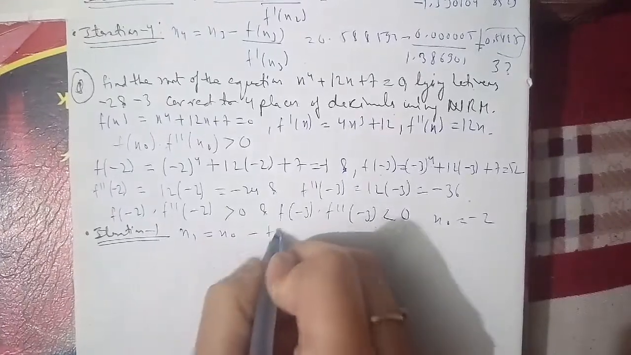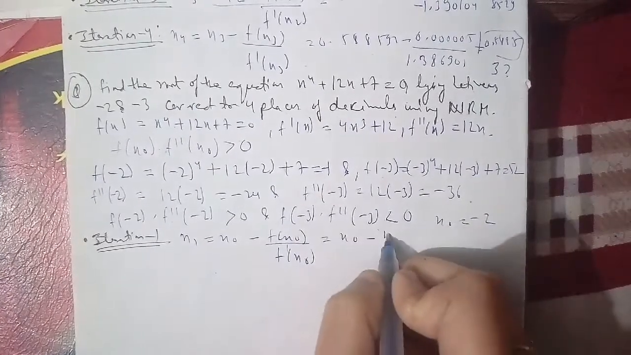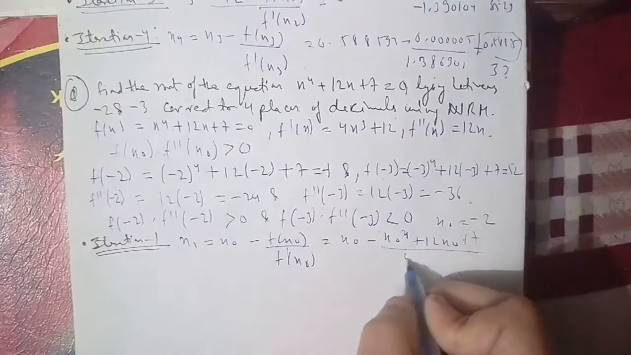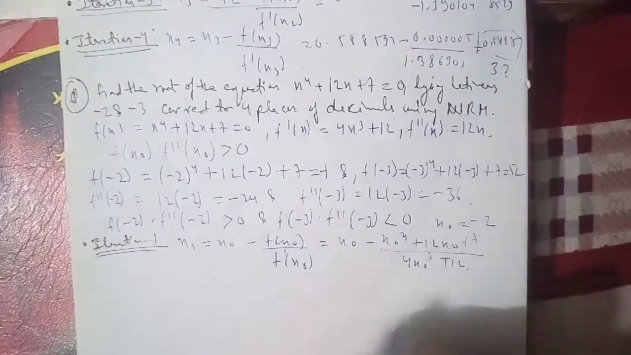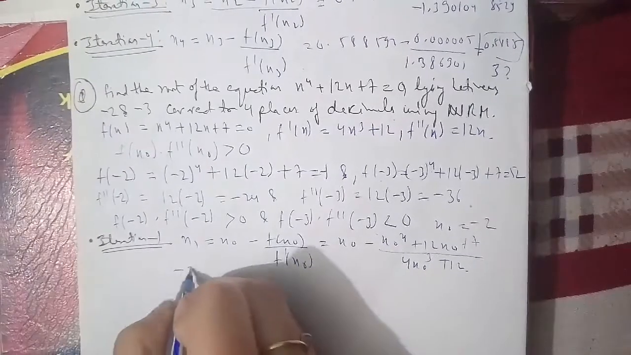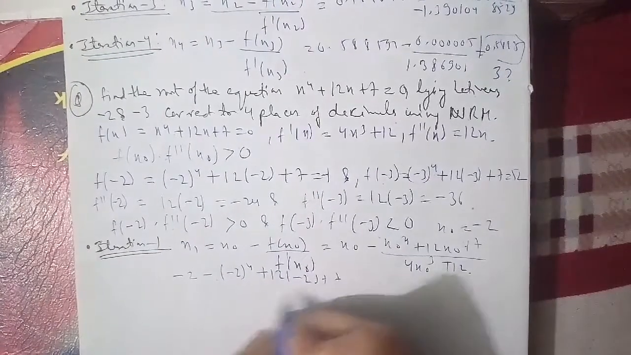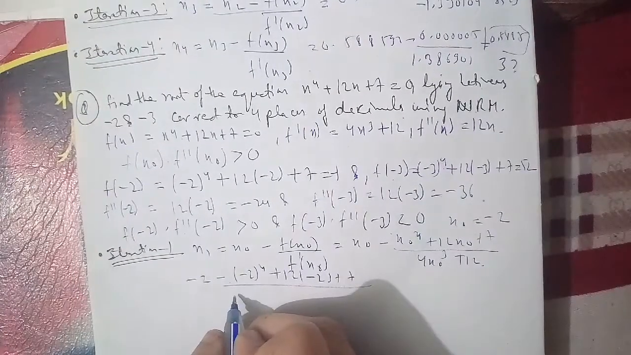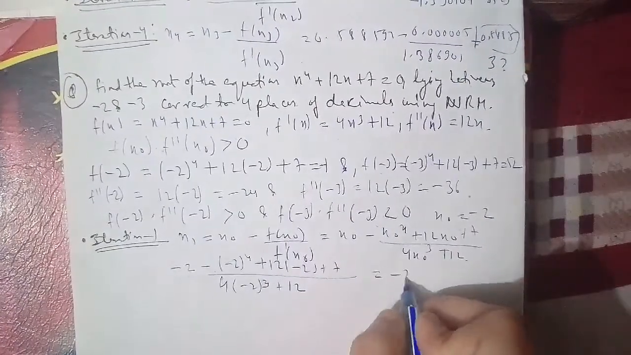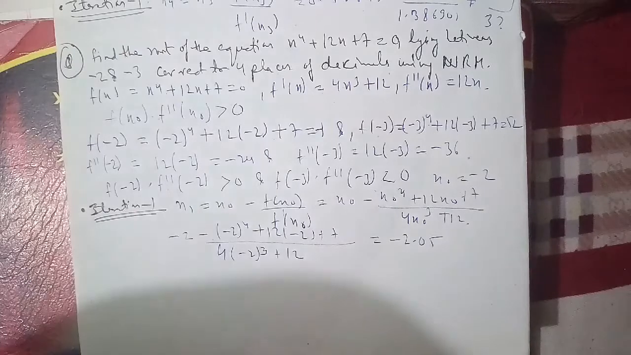x1 = x0 - f(x0)/f'(x0), which is x0 - (x0^4 + 12x0 + 7)/(4x0^3 + 12). So for the same we substitute -2: -2 - ((-2)^4 + 12(-2) + 7)/(4(-2)^3 + 12), which is equal to -2.05. Now for iteration 2.